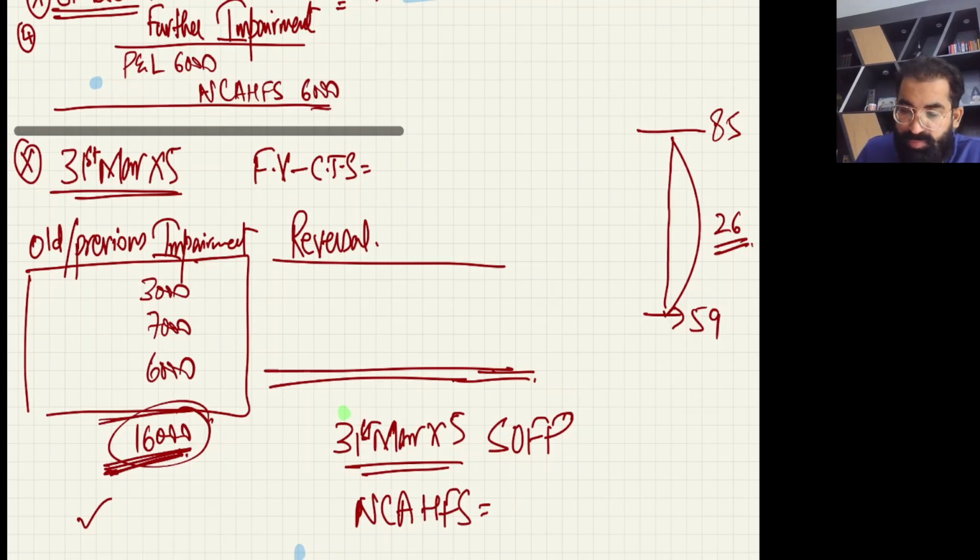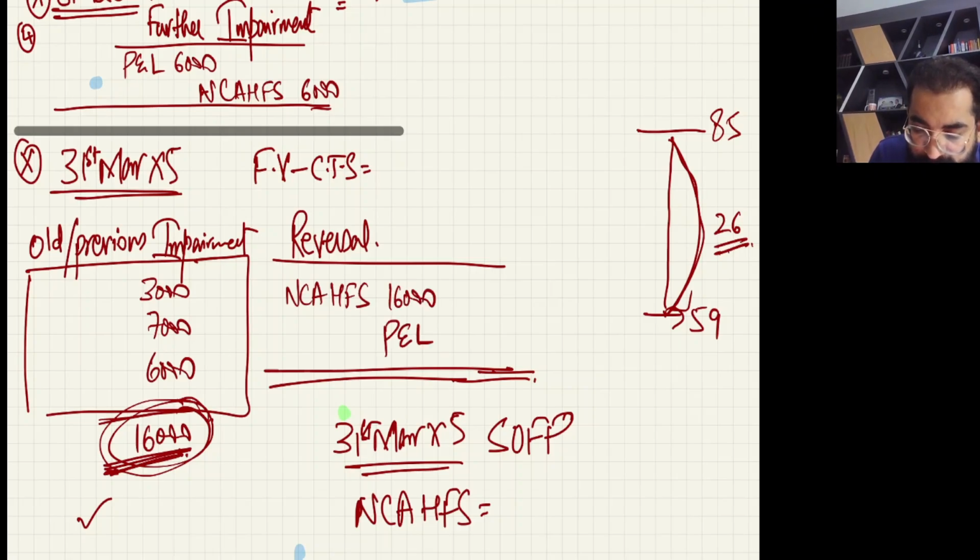Okay. So just use one brain. 16,000 is the past impairment, and if you just blindly go up, it is 26. So always take the lower of these two, 16 and 26, the lower is 16. So the entry will be NCA HFS debit 16,000 and P&L credit 16,000.